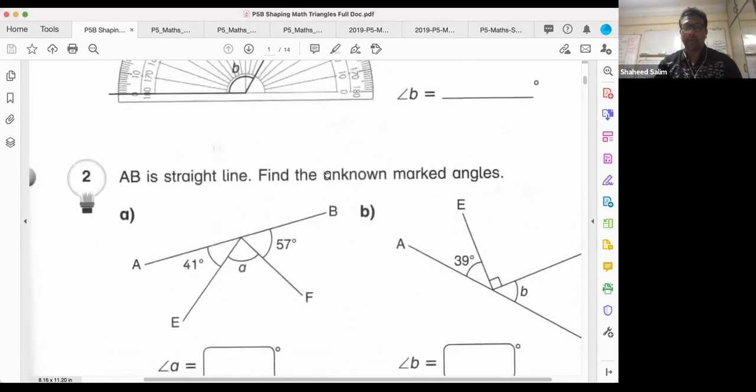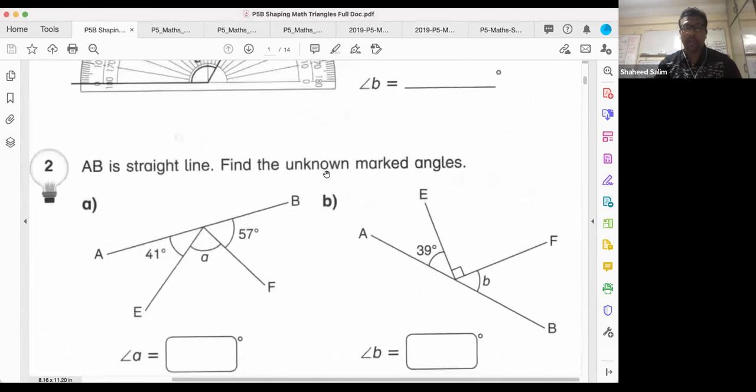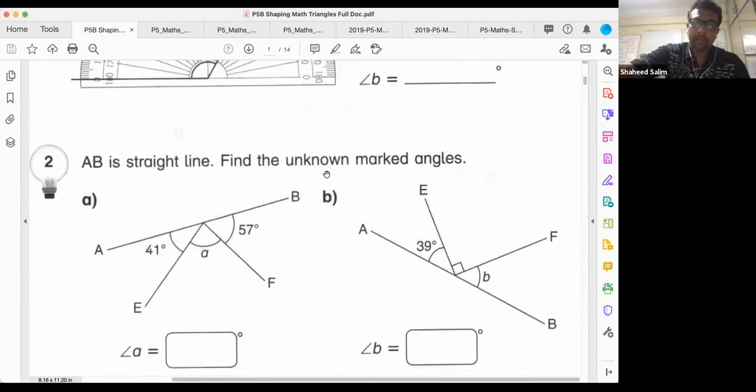Okay, here we go now. They want you to find the unknown angles A and B. Remember, this is a straight line. A straight line is equal to 180 degrees. Remember.